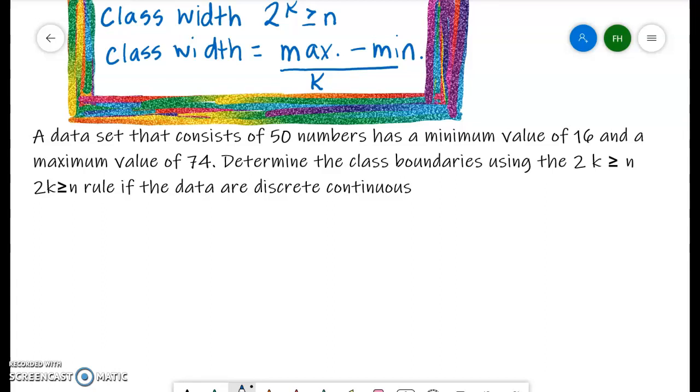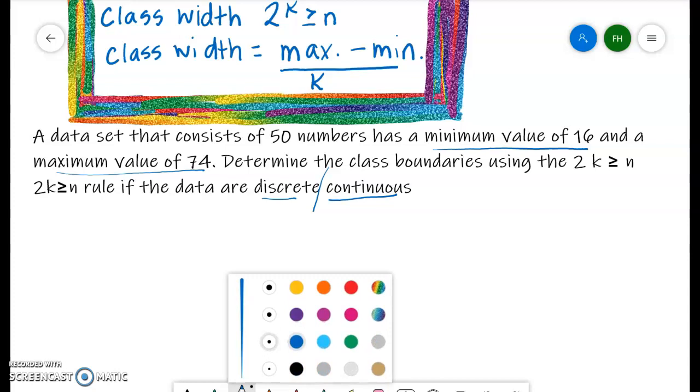In this video, we're going to discuss the class width, and the first step is to use the 2^k rule, which we discussed in an earlier video. But let's look at our example. A data set that consists of 50 numbers has a minimum value of 16 and a maximum value of 74. Determine the class boundaries using the 2^k rule if the data are discrete and then if they are continuous. So we're going to do two different scenarios here.